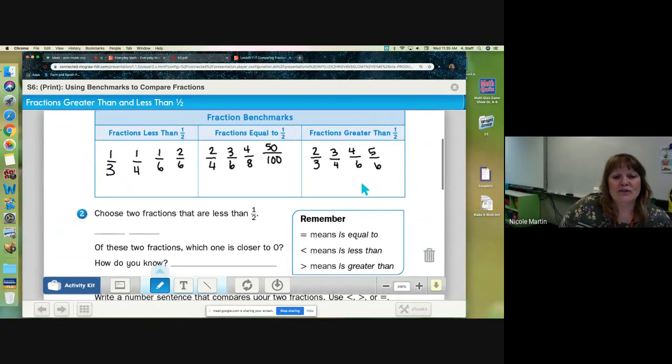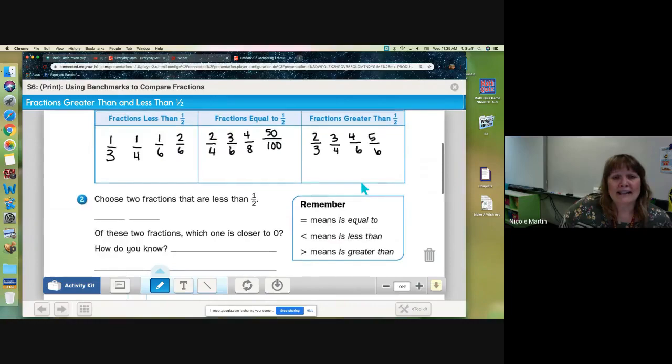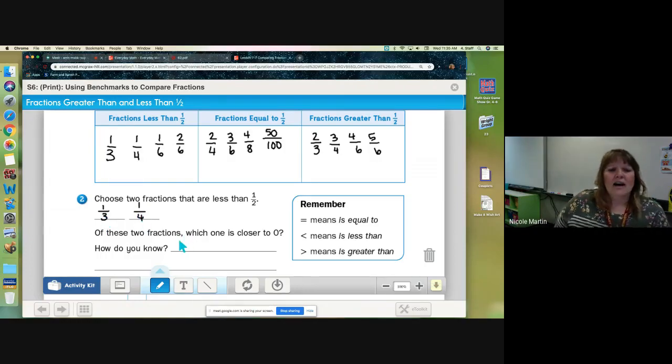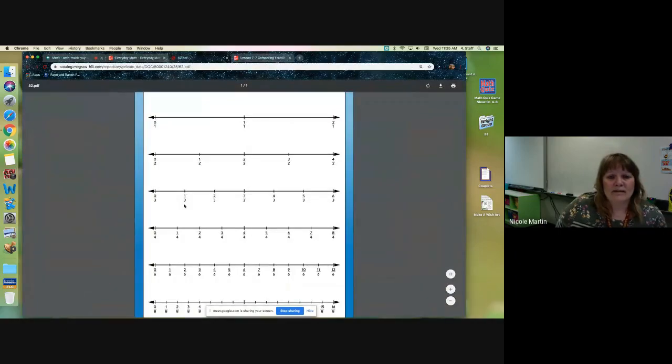So it says choose 2 fractions that are less than 1/2. All right, let's go ahead and we'll pick 1/3 and let's pick 1/4. Of these 2 fractions, which is closer to 0? Well, let's go back and look. So we picked 1/3 and we picked 1/4. Which one of those is closer to 0? Which one has a smaller amount of space?